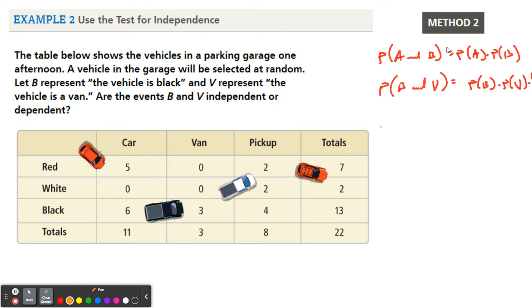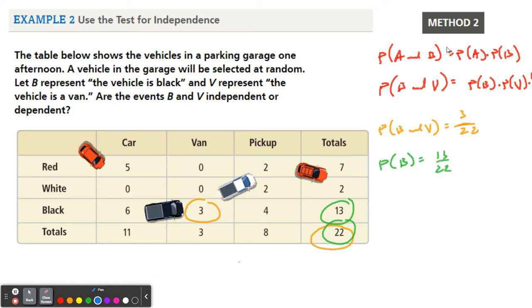I'll start in orange. What's the probability of being a black vehicle and a van? Well, we look at where they overlap. Where are the black vans? Right here. 3 out of 22. We're going to use the grand total the entire time because we're not doing conditional probability, so our total is not limited. So this is 3 out of 22. Then the probability of being a black vehicle: how many black vehicles are there? 13 out of 22. And then the probability of being a van: how many vans are there? 3 out of 22.